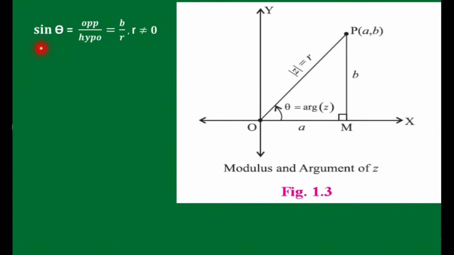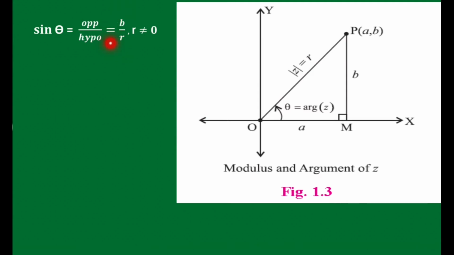Here we know that sin theta equals opposite upon hypotenuse. Now here we consider theta; this is the opposite side, OP is the hypotenuse and this OM is the adjacent side in triangle OPM. This is a right angle triangle because we draw a perpendicular from P on OX at M. So this OMP is a right angle triangle. So we use the concept for the sine ratio, sin theta equals opposite upon hypotenuse. Here opposite is B and hypotenuse is R.